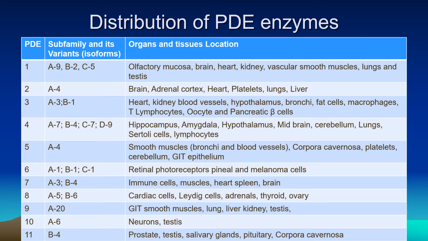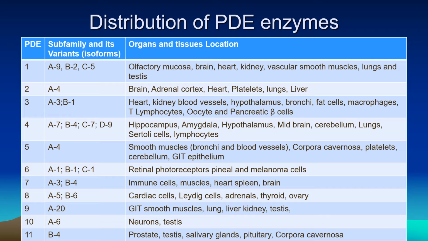Type 6 has three subfamilies, and each subfamily has one variant. Now, this type is located mainly in retinal photoreceptors in the retina. Other sites are pineal gland and melanoma cells. Type 7 has two subfamilies A and B. A has 3 and B has 4 variants. It is mainly localized in the immune cells, also in muscles, heart, spleen, and brain.